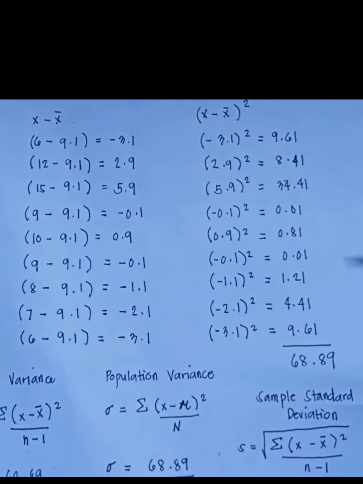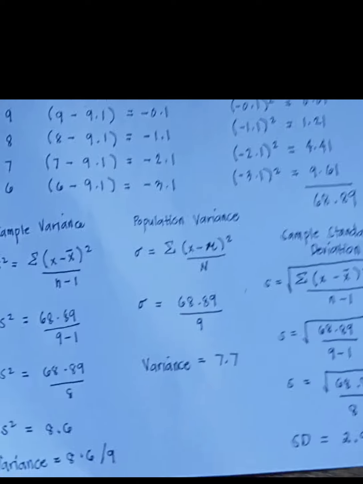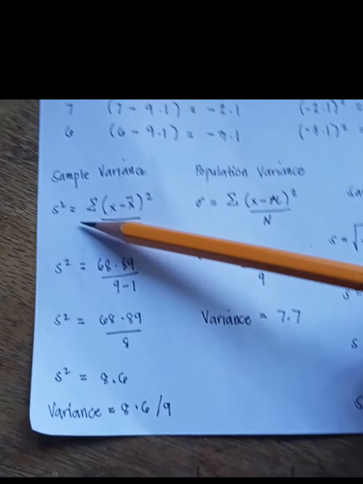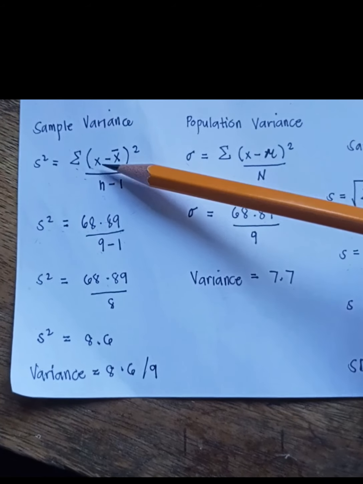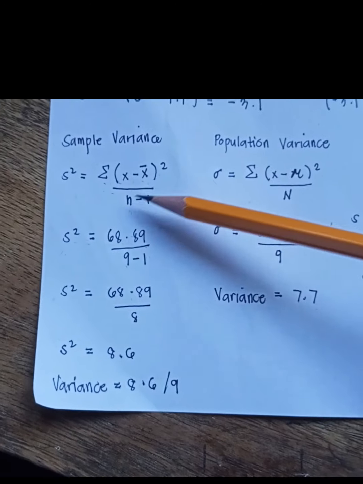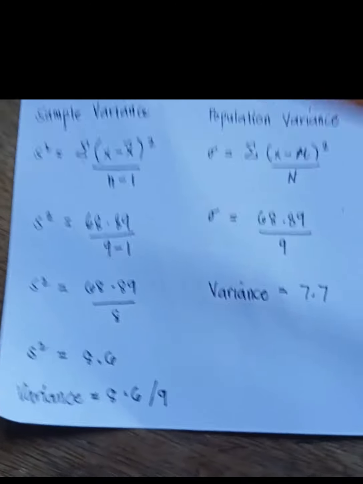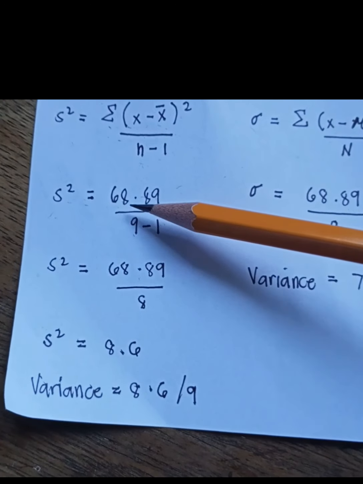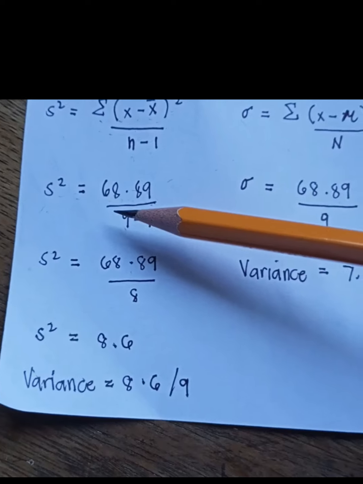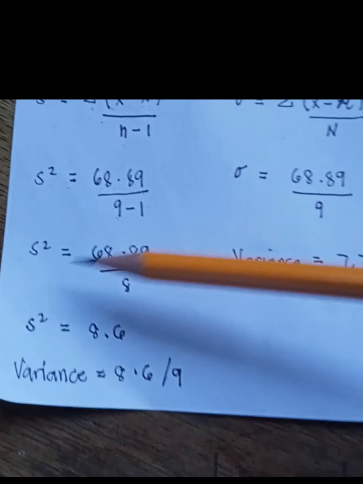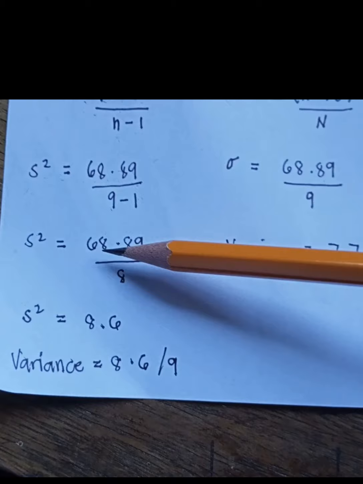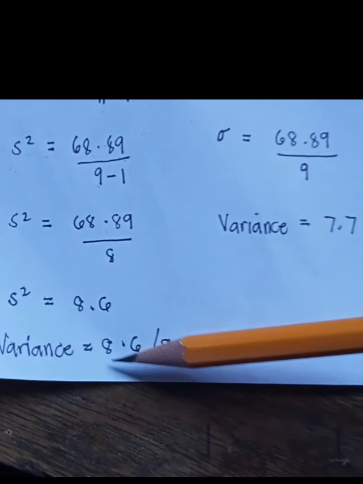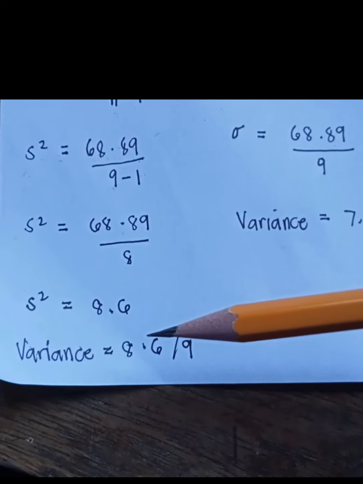So we will proceed to finding the sample variance. In sample variance, we have a formula. S squared is equal to the summation of (x minus the mean) squared over n minus 1. So S squared is equal to 68.89 divided by 9 minus 1. So S squared is equal to 68.89 divided by 8. The variance is 8.6 or 9.